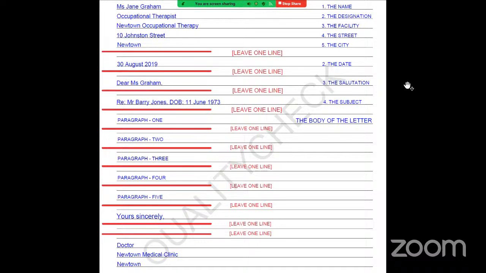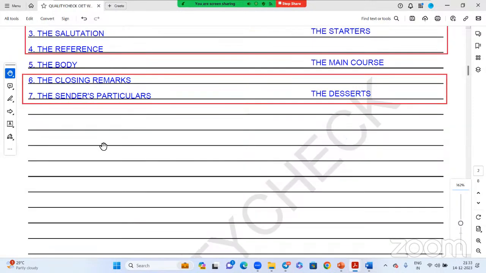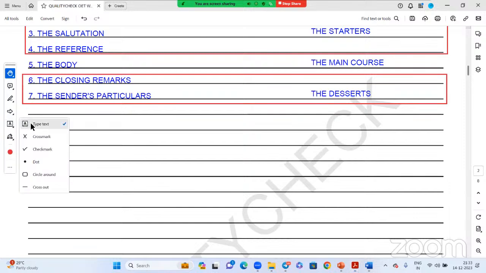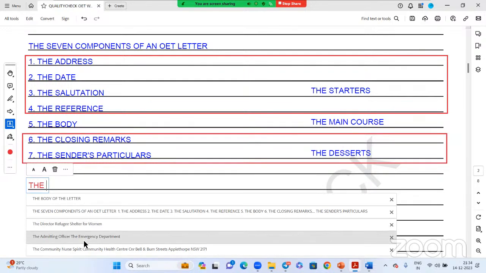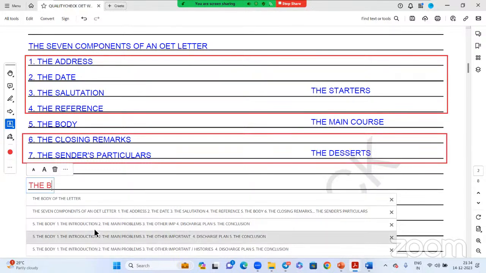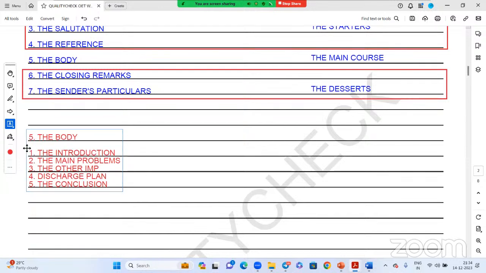Right. Now we have the second part of the letter. The second part of the letter is the body of the letter. This is the first part we have seen, and now the second part is the body of the letter. You'll write in 5 parts.